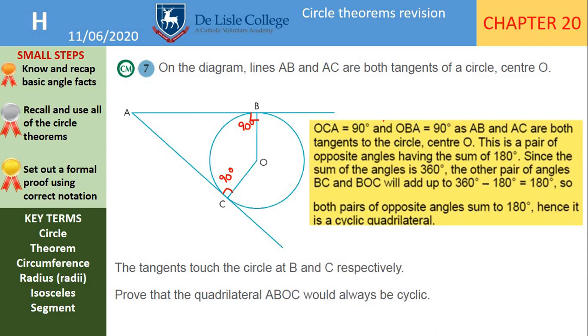So formally writing that out, OCA is 90 and OBA is 90, as AB and AC are both tangents to the circle centre O. This is a pair of opposite angles having the sum of 180 degrees. Since the sum of the angles is 360, the other pair of angles will also add up to 180 degrees. So both pairs of opposite angles sum to 180, hence it is a cyclic quadrilateral.